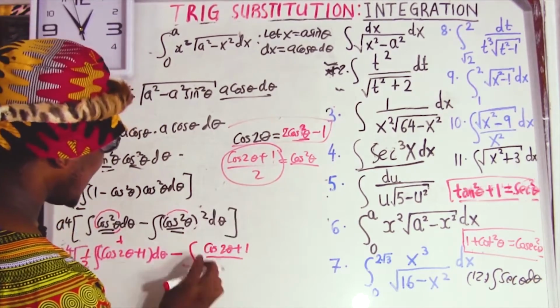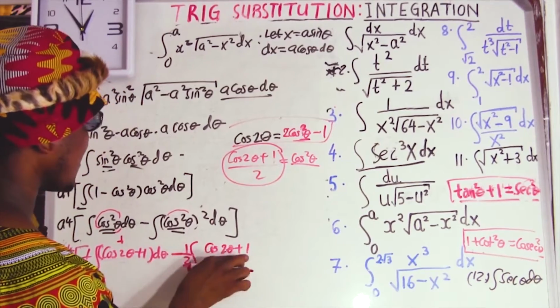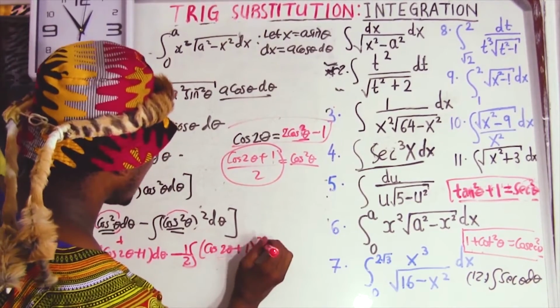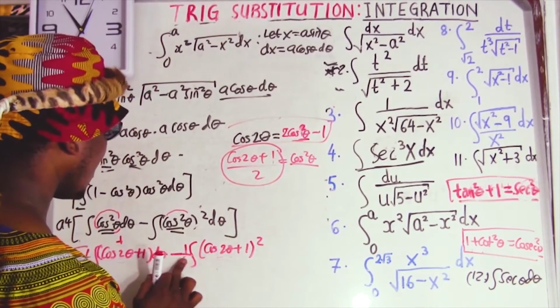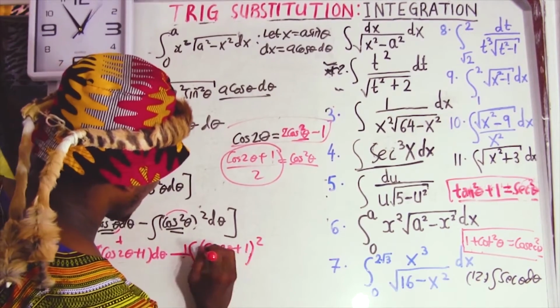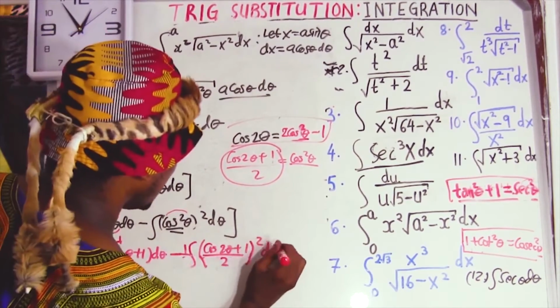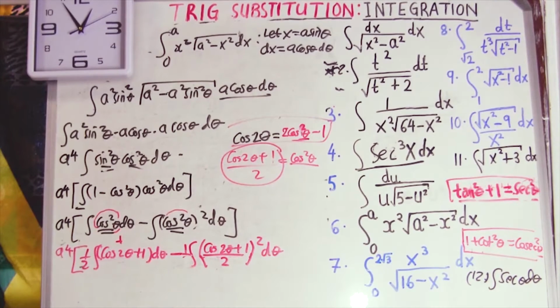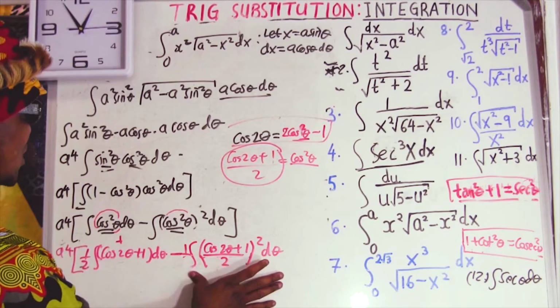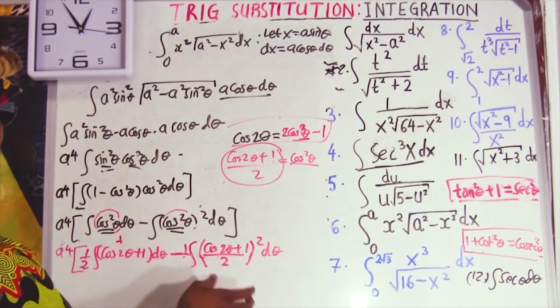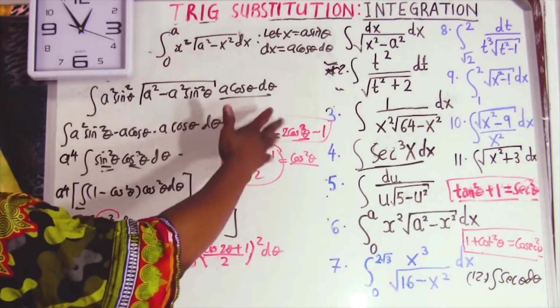Okay, but I can take the 2 at the back. But remember, there's a square here. If I do that, I'll be wrong. I must write my 2 here because I have to square it, and then have a d theta. Now, you have to expand it. This is easy because, okay, let me finish this side and then we deal with this. I can just erase it.